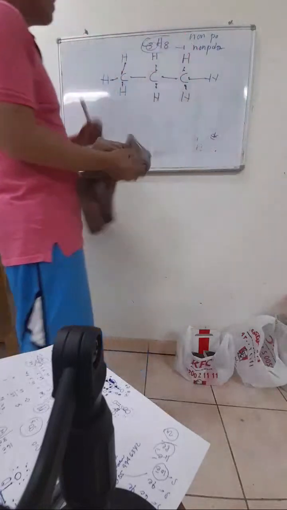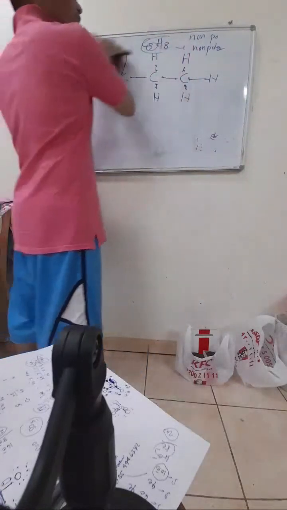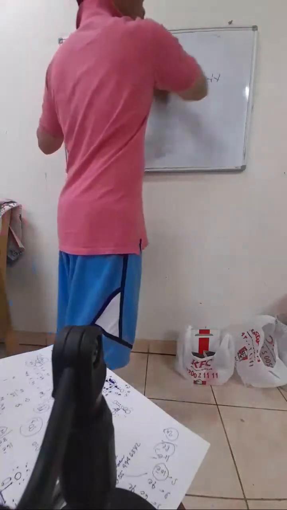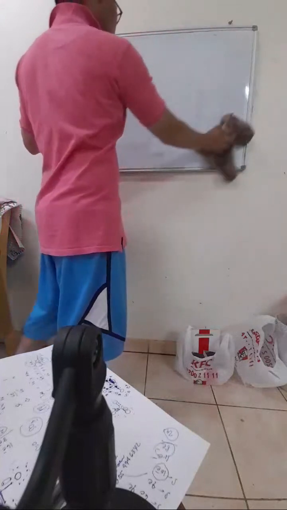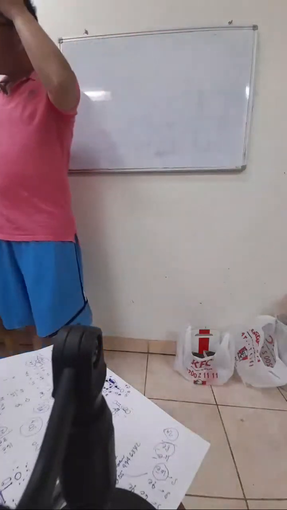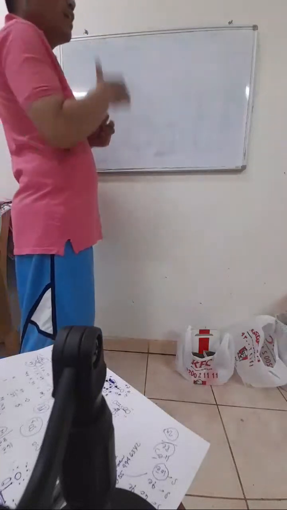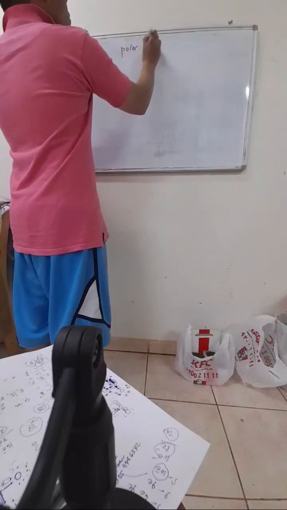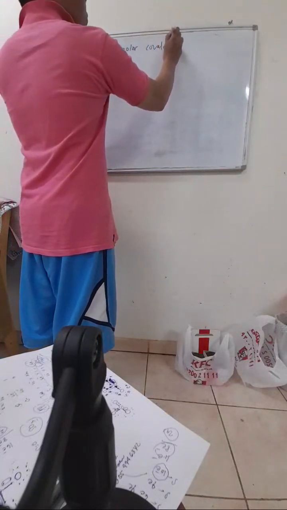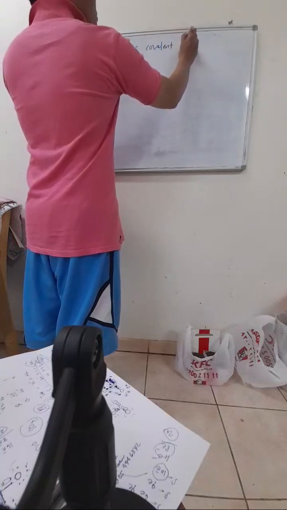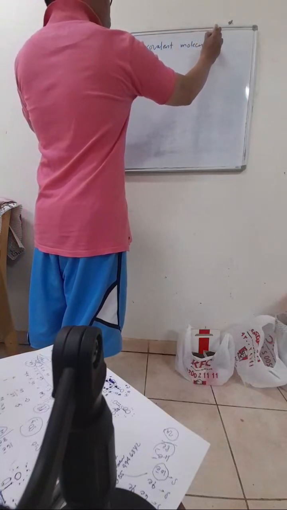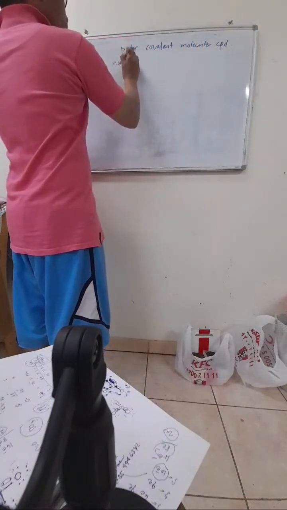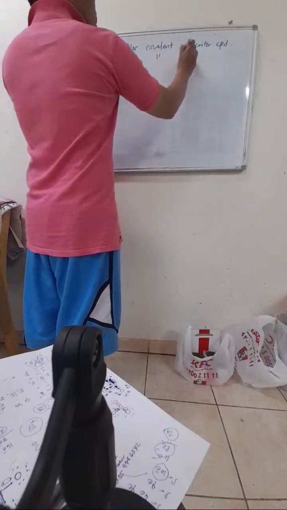So, this is a nonpolar molecule. Now we understand already what is a nonpolar molecule and what is a polar covalent molecule. Meaning to say, if you're trying to be exact and specific, you will say polar covalent molecular compound. This is the perfect way of saying it, and likewise nonpolar covalent molecular compound.